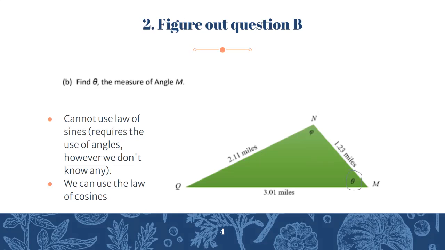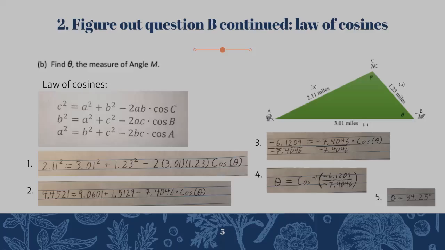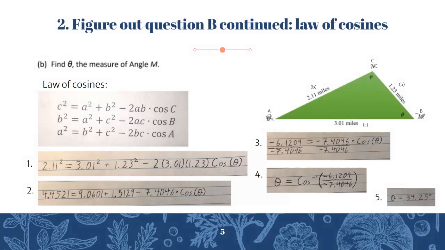So question B is asking us to find theta, the measure of angle M. So we cannot use the law of sines because the law of sines requires the use of angles. However, we don't know any. So in this case, we're going to use the law of cosines. Here is the law of cosines.